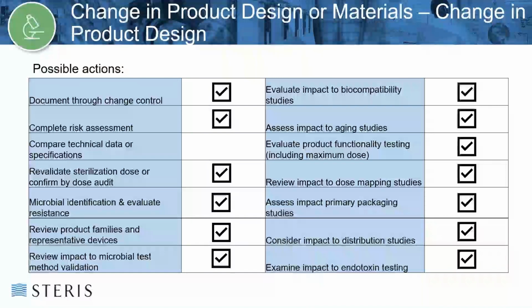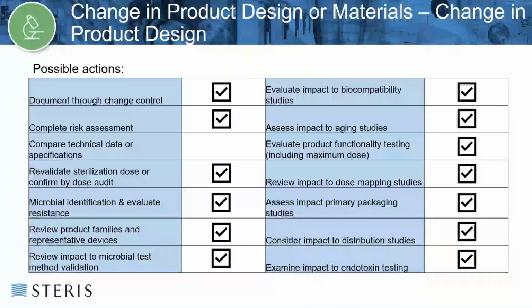A review of product families and representative devices is important with any change to ensure product families and their representatives are still appropriate. The applicability of existing test method validation should be considered from the change in design or materials, and determination regarding whether revalidation of the methods is necessary. The impact of design or material changes to existing biocompatibility studies should be assessed to determine if new studies are necessary.